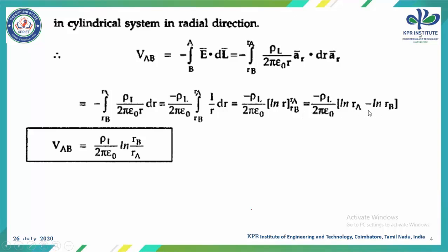So this is the thing. You know this logarithmic division formula. So using that formula we are writing this equation. Now the potential V for an infinite line is V equal to rho L divided by 2 pi epsilon naught ln RB by RA.